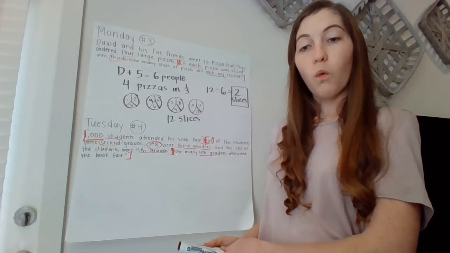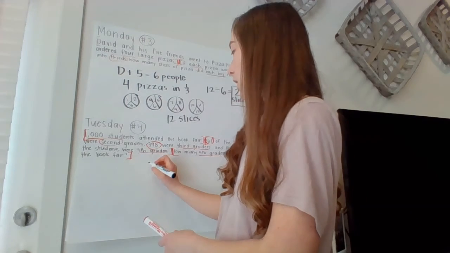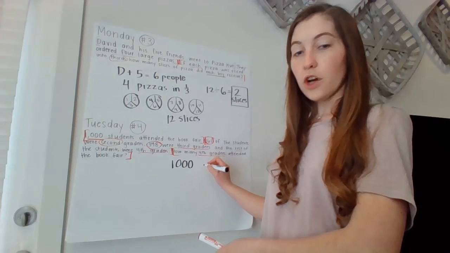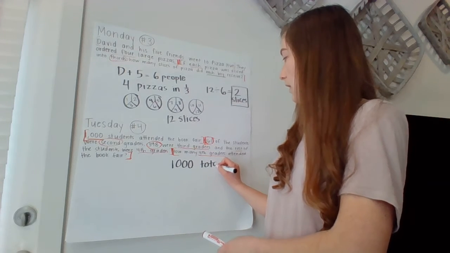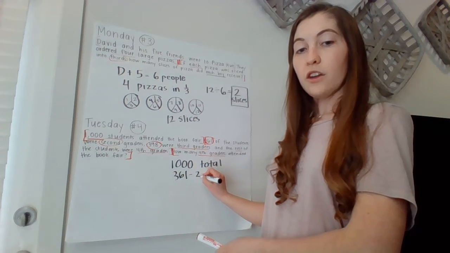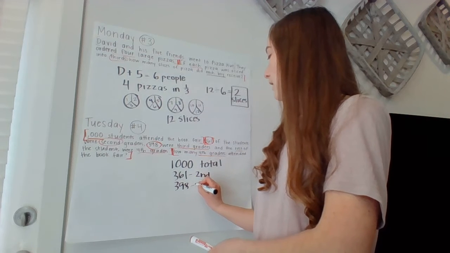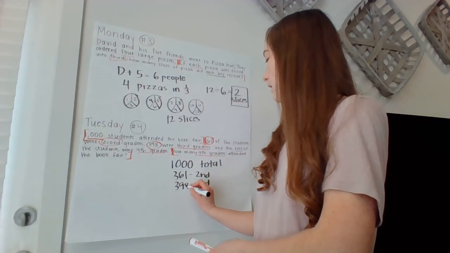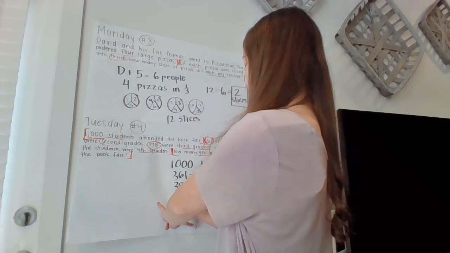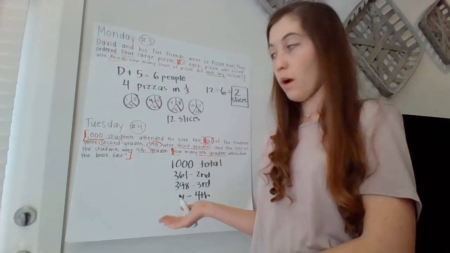So I'm going to write down what information I already know. So I know that there were 1,000 students total. There were 361 second graders. There were 398 third graders. And there were Y fourth graders. Y stands for my unknown. I don't know what Y is.